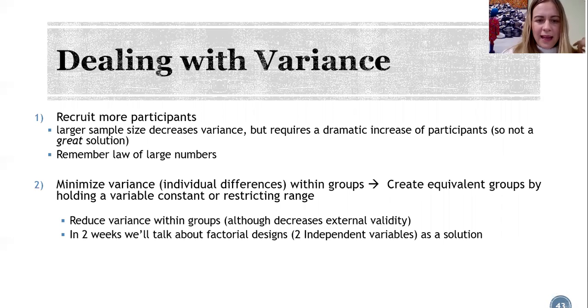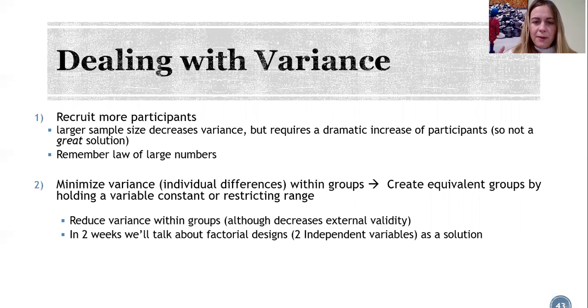We can also do what we can to minimize variance, those individual differences within the group. We can do this by creating equivalent groups by holding that variable constant or restricting the range. So only testing people who are of high IQ, let's say, and looking to see whether there's a difference between our Sudoku and our control group. So this reduces the variance within the group, makes it easier for us to see a difference between groups. The problem though is that it decreases the external validity.